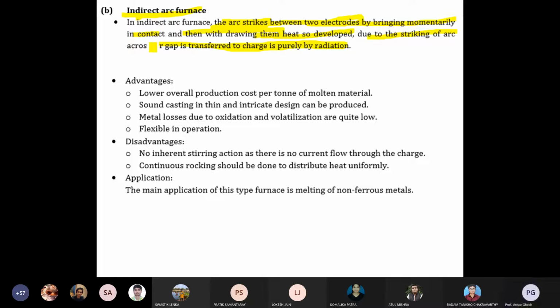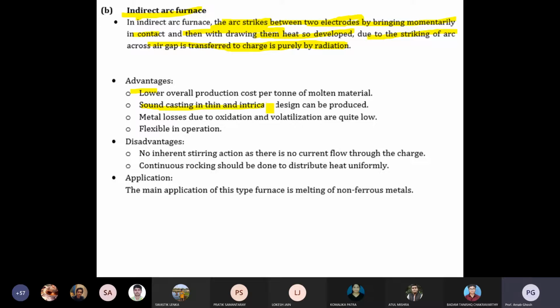But in the indirect case, you can use multiple arc furnaces, multiple indirect arcs. So overall heat can be accumulated from different arcs, and you can reach up to that mark, that heat.